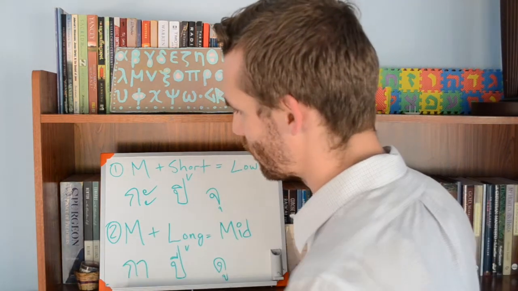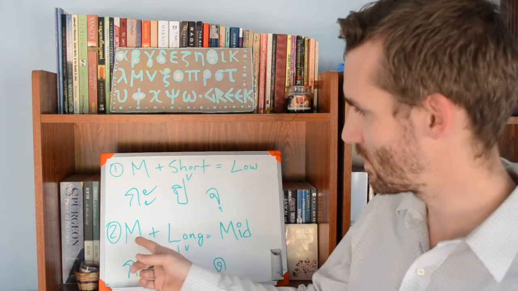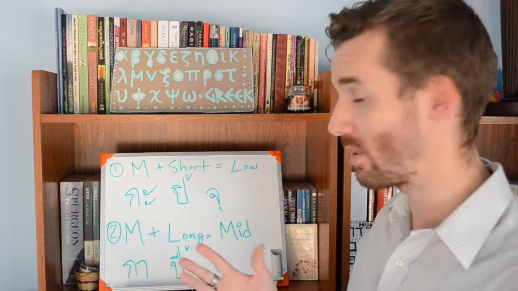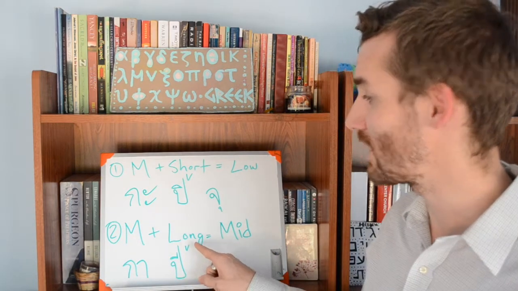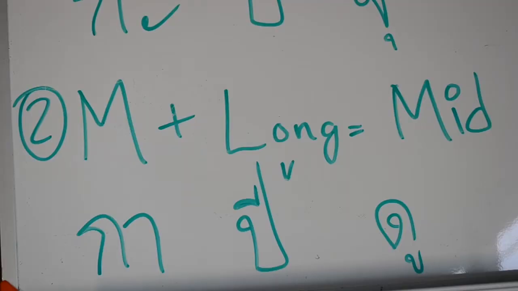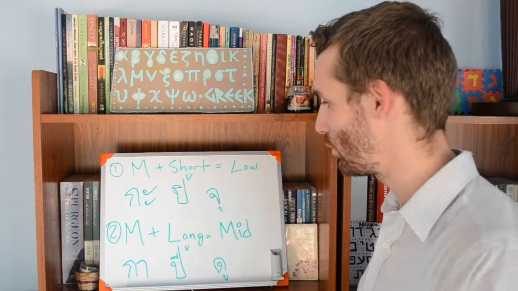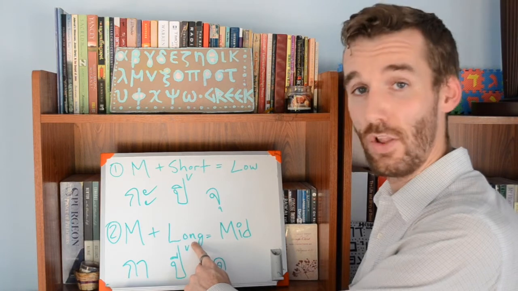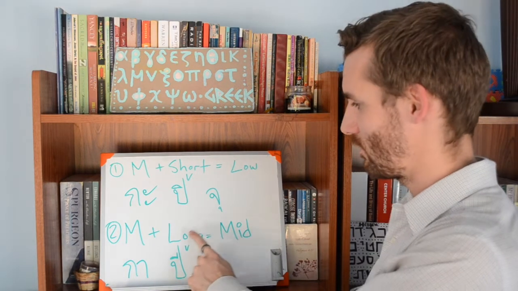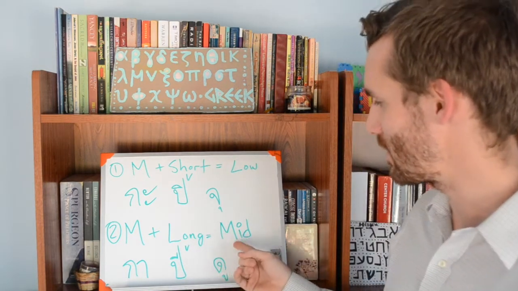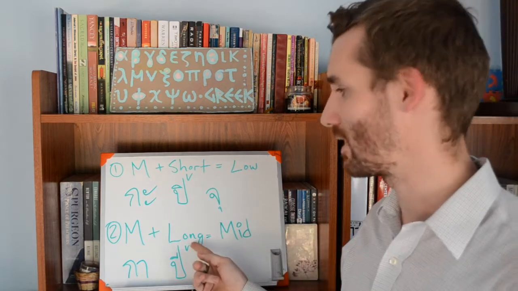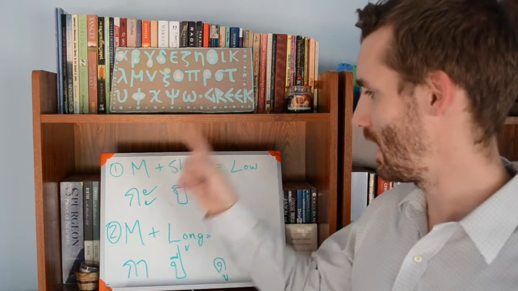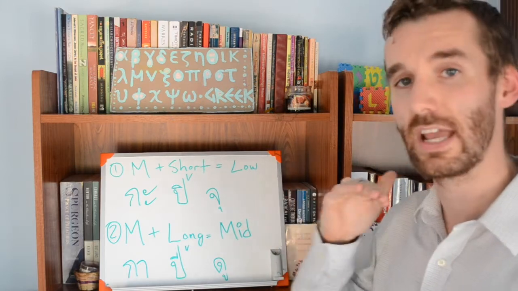Okay, the second rule I want to teach you today. So we have a middle class consonant, again, any one of the 9 that we looked at on the sheet, plus a long vowel is going to equal a mid-tone. And as you can probably guess from the previous rule, this is going to be a long mid-tone because of the long vowel here. Okay, so there's that correlation. The reason it's a long mid-tone is because this is a long vowel. So middle class consonant with a long vowel equals a long mid-tone.